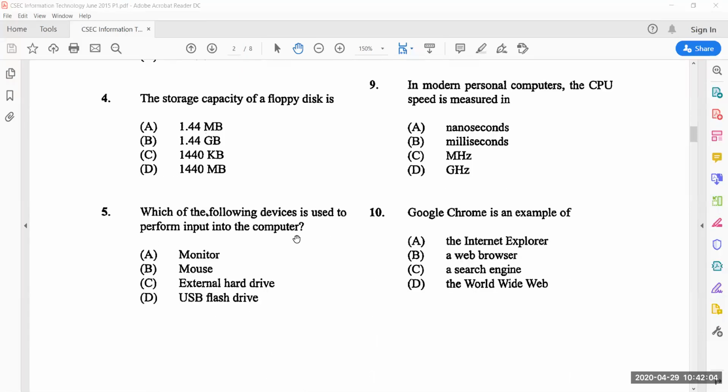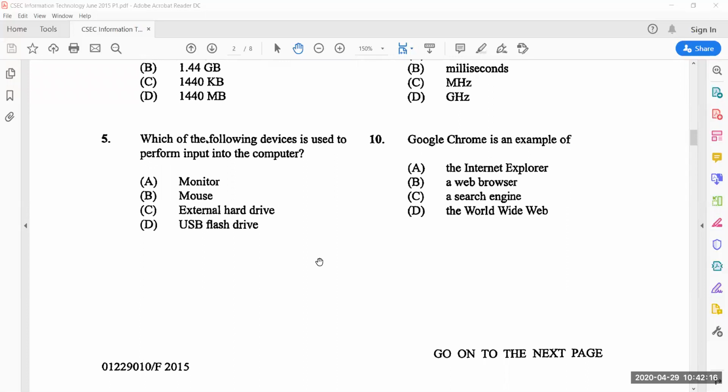Okay, the storage capacity of a floppy disk. We discussed this, looked at it in the last past paper. Yes, it is 1.44 megabytes. Which of the following output devices is used to perform input into the computer? Right, the mouse. Okay, because the monitor is an example of an output device. The external hard drive and USB flash drive are examples of storage devices.